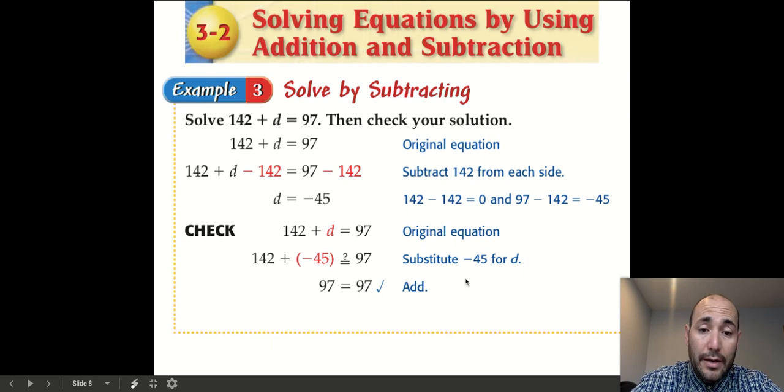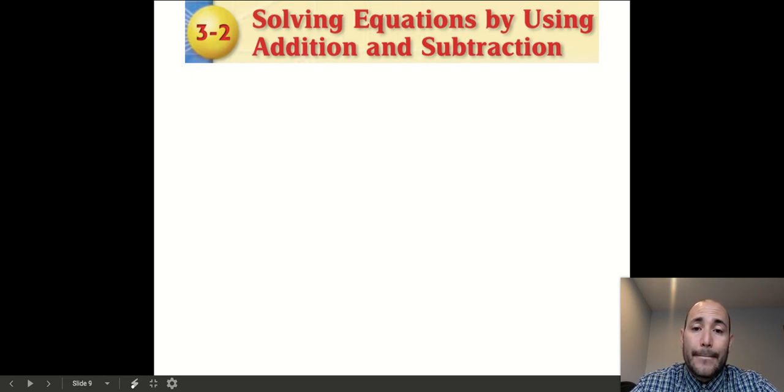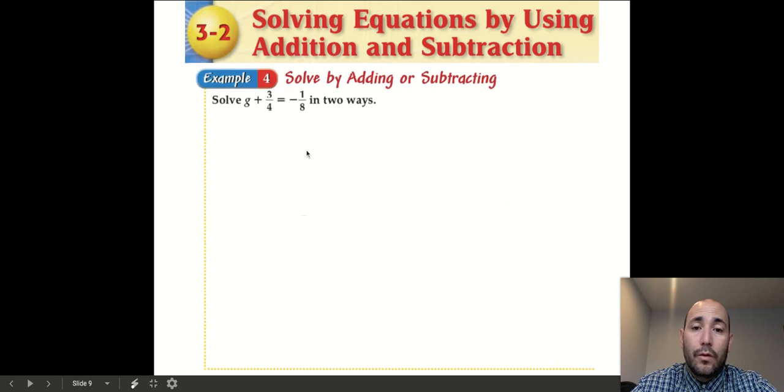It's actually correct. Okay, so really important that you're checking your values by substituting them back in, because it really ensures that you're on the right track. Okay, so let's look at another one. So here we're going to solve by adding or subtracting, because sometimes you could do it either way. It's up to you, right? It's whatever makes the most sense to you, because both properties work.